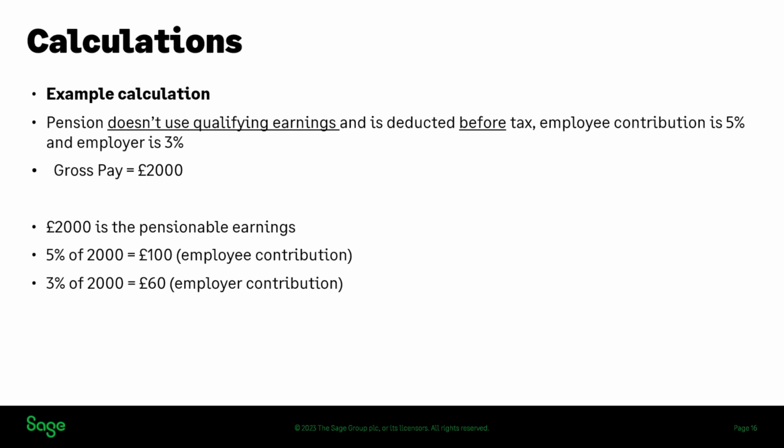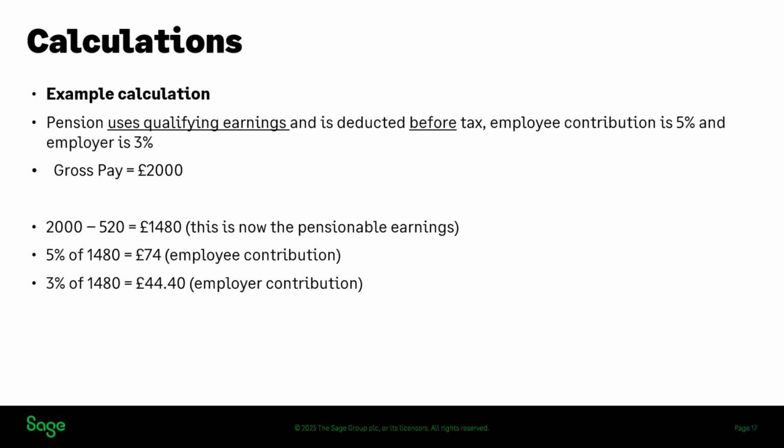So we'll start off with example one. This is your basic one, if you want to call it that. This is where a pension doesn't use qualifying earnings and it's deducted before tax. We've got an employee contribution of 5%, an employer of 3%, with a gross pay of £2,000. The calculation is pretty simple. Your £2,000 is your pensionable pay because it's not using qualifying earnings, so it's your total gross pay, in which case you are taking 5% of 2,000 and 3% of 2,000, which gives you your contributions. That's why I called it the simpler, more basic of the pension calculations.